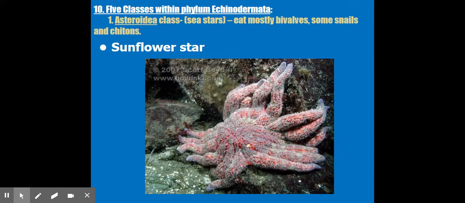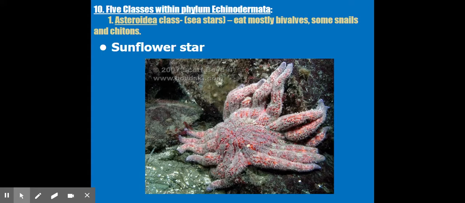So the first class that we'll talk about is the most well-known, Asteroidea. Easy to remember: space, stars, asteroid, space. Asteroidea is our sea stars. So these are going to typically eat bivalves, some snails and chitons. They like to eat mollusks.